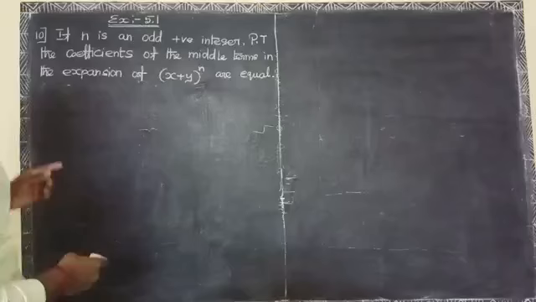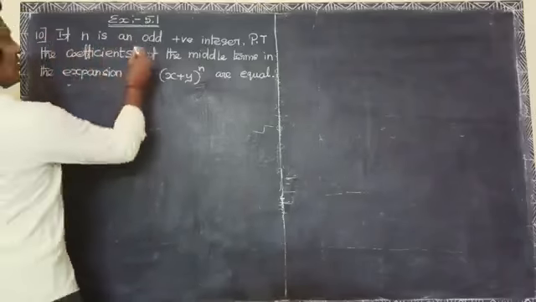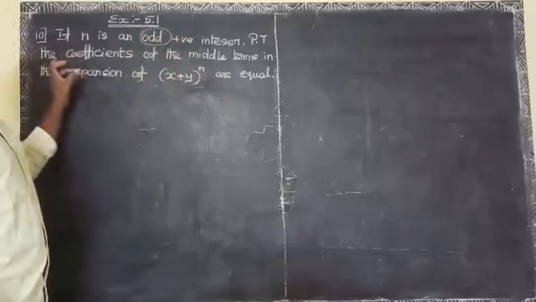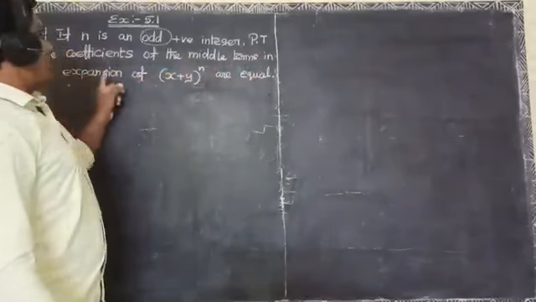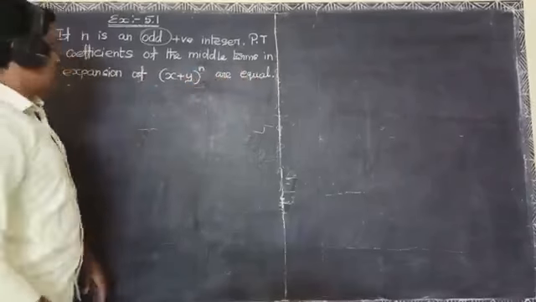Exercise 5.1, question number 10. If n is an odd positive integer, prove that the coefficients of the middle terms in the expansion of (x + y)^n are equal. Okay, proof.